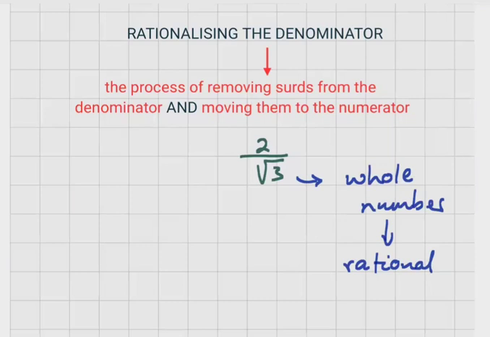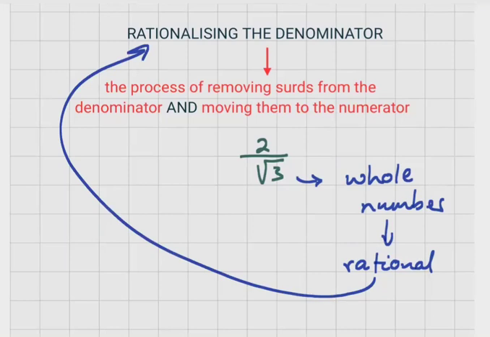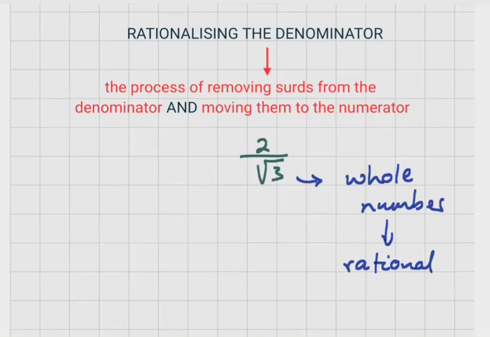All right, so this is the process of removing surds from the denominator and moving them away to the numerator. The result is that we are going to have just whole numbers in the denominator, and denominators are rational. That is why the process is called rationalizing, meaning we are converting the denominator from an irrational surd to a rational number. That's what rationalizing is all about.